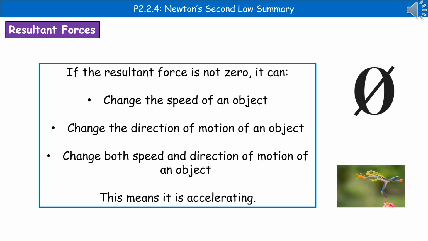Welcome to our review on Newton's second law. So previously we've had a look at what happens if the resultant force is zero. Now what we're going to look at is what happens if the resultant force is not zero. And what we can see are a few different effects. It could change the speed of the object, it could change the direction of motion of the object, or it could change both the speed and direction of motion of the object. So because we're talking about the speed or the direction changing, we're talking about an object that is accelerating.